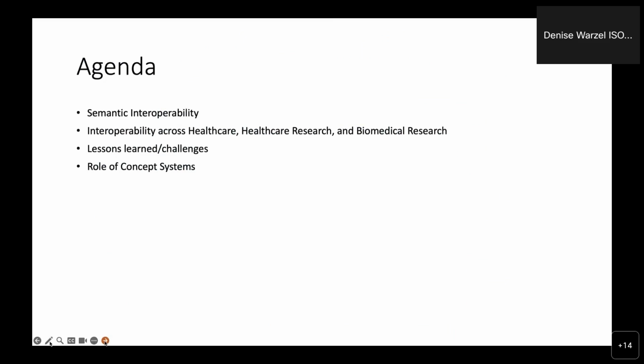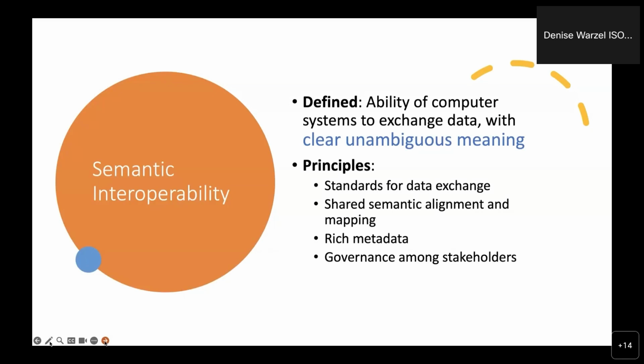One of the key things for us that we have found is that there's a very important role for concept systems. And so that's kind of the core of my talk, is how semantic interoperability can be achieved using concept systems. So first, just again, revisiting the definition agreement that it's the ability of computer systems to exchange data with clear and unambiguous meaning. In order to achieve this, we feel that there are some basic principles.